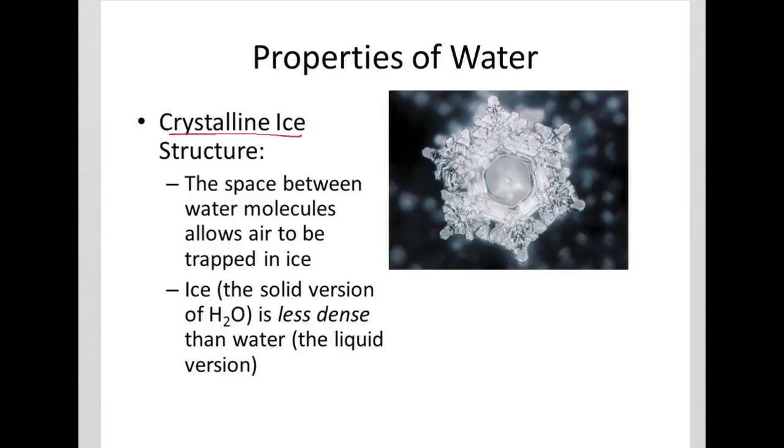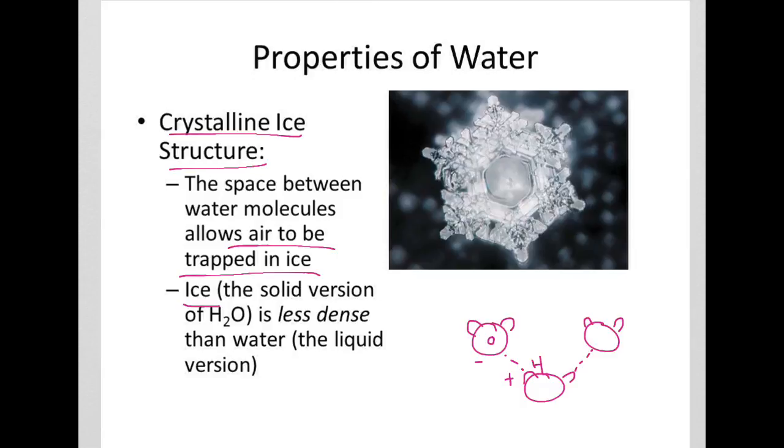Water also forms a crystalline ice structure. We already said that all of water's properties are due to the fact that water forms those hydrogen bonds with each other, between the negative oxygen and the positive hydrogens, okay? And so this forces these bonds, and the way that the atoms are spaced forces some air to be trapped in between water molecules, especially when it becomes a solid.